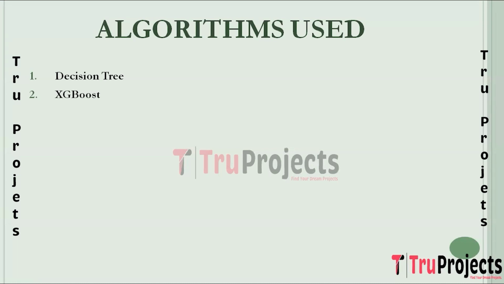XGBoost. It is an optimized and scalable implementation of gradient boosting. It builds a series of weak learners, typically decision trees, sequentially, with each tree correcting errors made by the previous ones. XGBoost is known for its efficiency, speed, and regularization techniques, making it robust against overfitting. It is chosen in this project for its exceptional predictive performance and the capability to handle large high-dimensional datasets effectively.